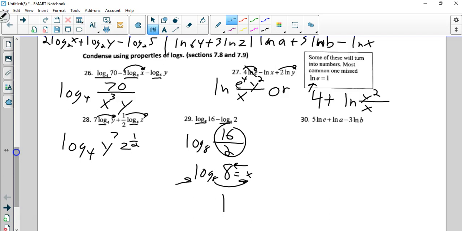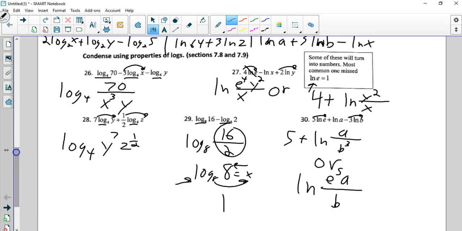So number 30 is like number 27. You have 2 options. You can treat the ln e as 1 and just say that's 5 plus ln. On the top, we have an a. And on the bottom, subtraction means division, we have b cubed. Or, if you wanted to treat it all as 1 ln, the 5 would go here, it'd be on top, along with the a, and the b cubed would be on the bottom. No problem, whatever way you want to go with it.